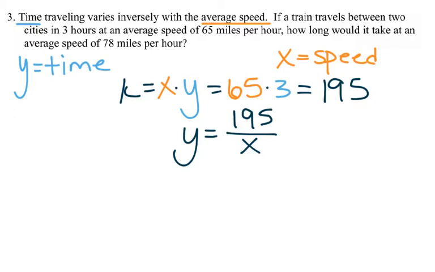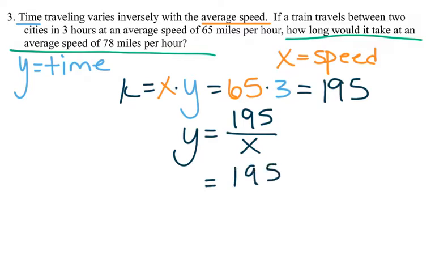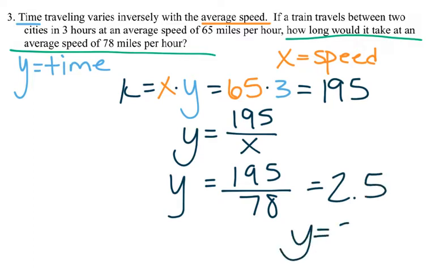Remember that the last part is going to be what you're actually finding. So how long, remember that's time, y, how long would it take at an average speed of 78 miles per hour? So speed is x. I'm going to replace x with 78. And all I have to do is type that in my calculator. And I get 2.5. So it would take me 2.5 hours.